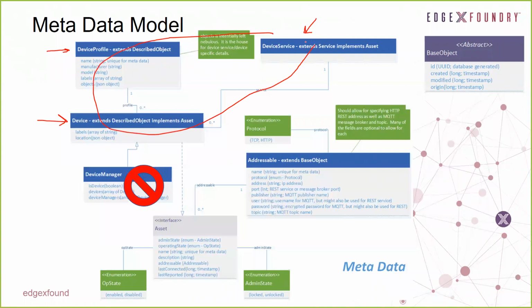What else is out there in our metadata system? Importantly, you will see that devices and device services are all considered assets. What is an asset? In our metadata model, this is an interface that defines certain things about the actual operation of these elements. We have something called an admin state and an operating state. An admin state tells us whether or not this particular system, this device or device service, for example, is actually functional and operational.